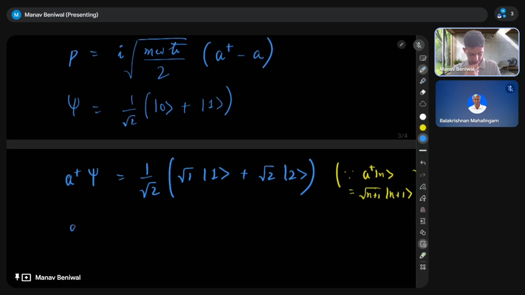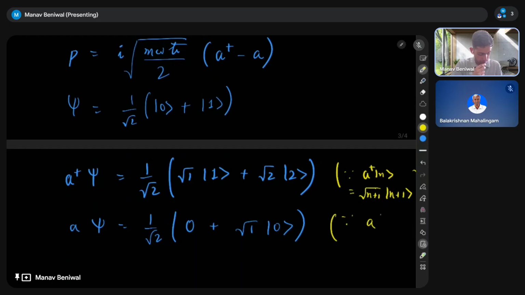Similarly, a psi. Because this state is already 0, which is the lowest state, we cannot reduce it further, so the first term will be simply 0, and the second, since this is 1, we will get under root 1 and 0. This is because a on n gives us under root n and the n minus 1 state. So 0 becomes just 0 and state 1 becomes state 0.